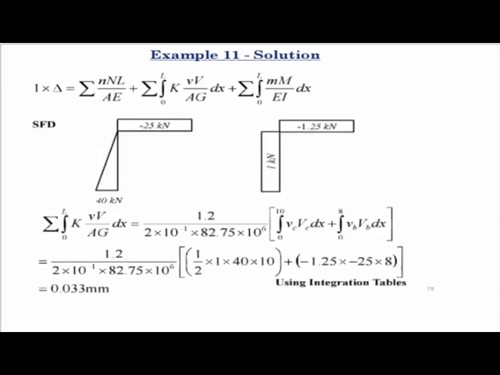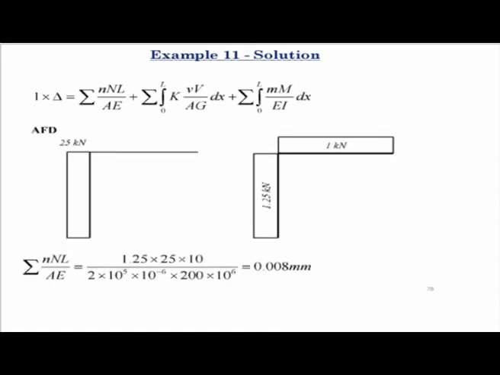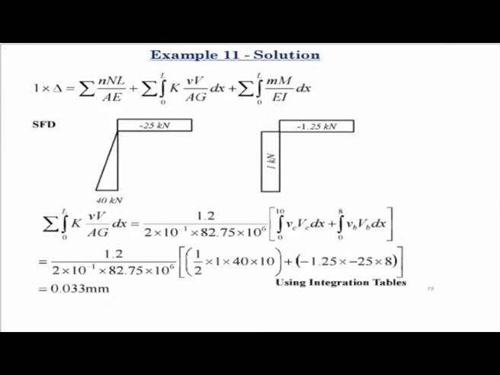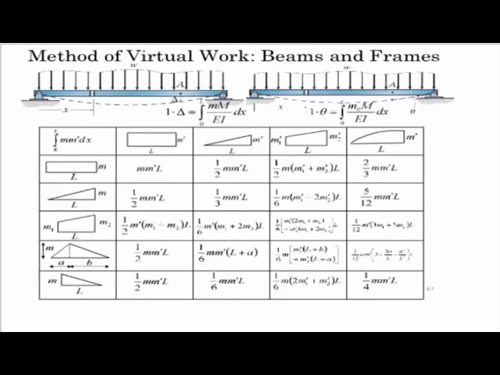For the shear deformations, we consider the shear force diagram due to the applied loads and due to the virtual loads. Again, we use this formula, which is the integral from 0 to L of k V v over AG dx. Here again, we are using the integration tables. If you go back to the integration tables, this is a triangular variation and this is a uniform variation. For triangular and uniform variation, the formula is half times m times m dash times L, where m dash is here and this is m.